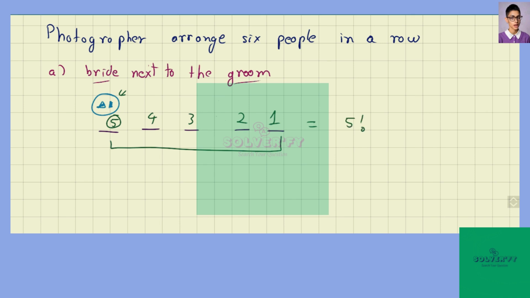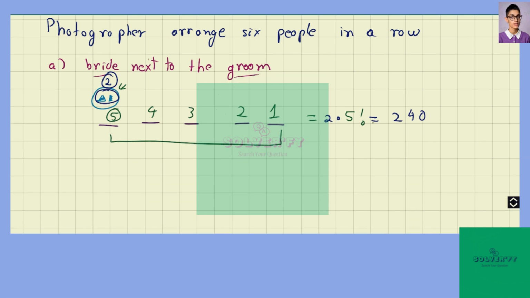Well, 5 factorial. But we need to be careful because this pair of bride and groom has 2 ways to be arranged. Either the bride is to the left of the groom or to the right of the groom. So there are 2 ways. So this pair has 2 possible arrangements for each position that it's going to be on the row. That means that the total number of possible ways is 2 times 5 factorial, and this equals 240.